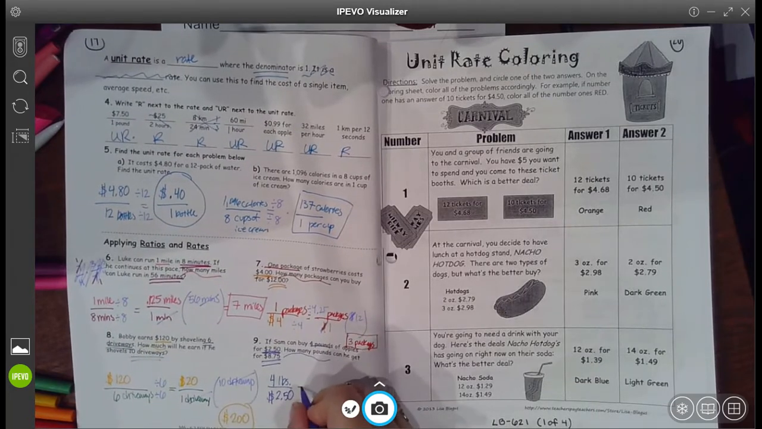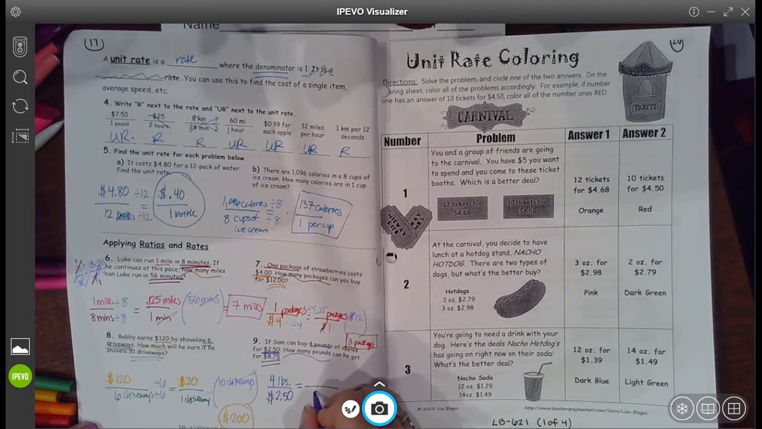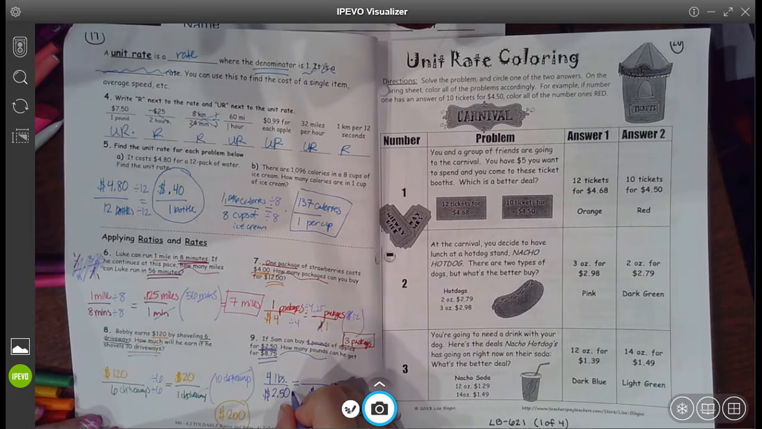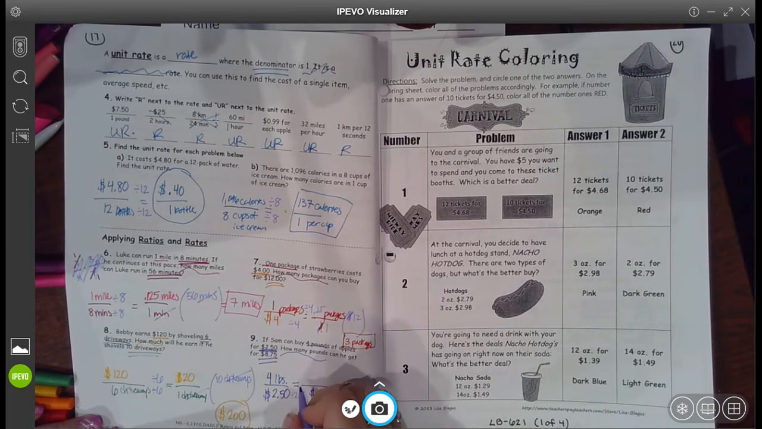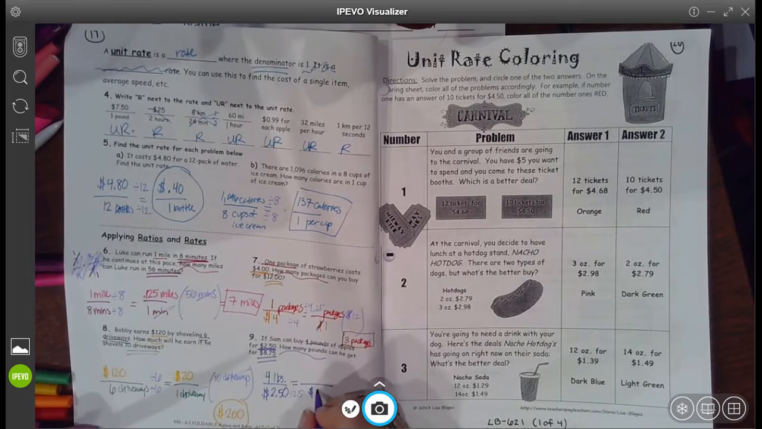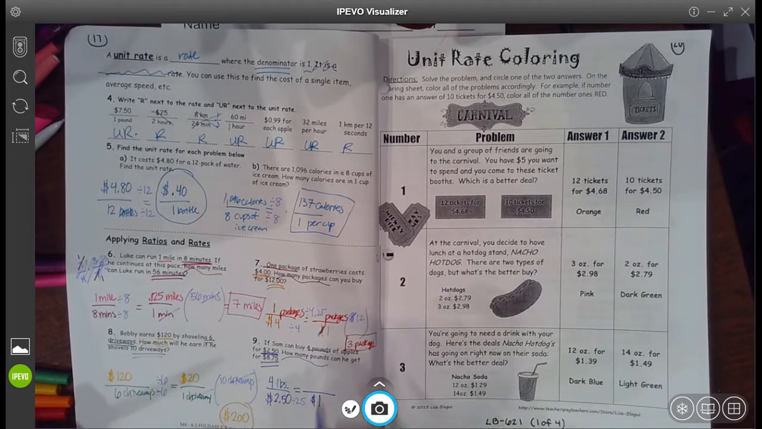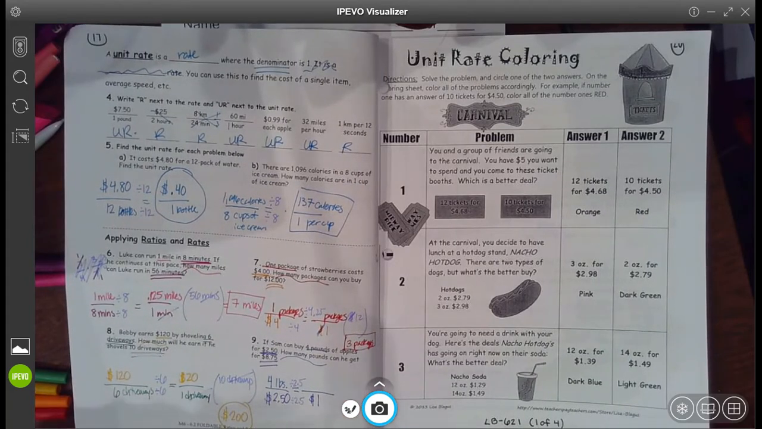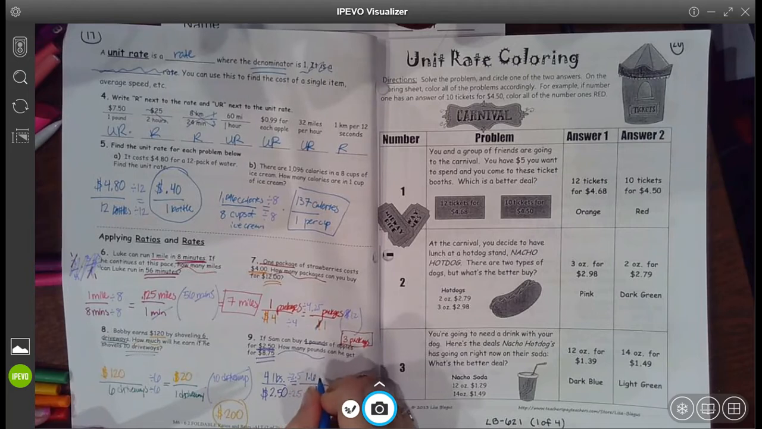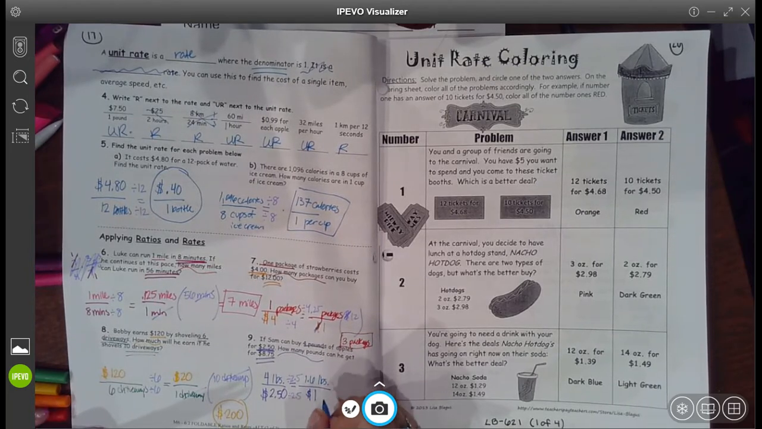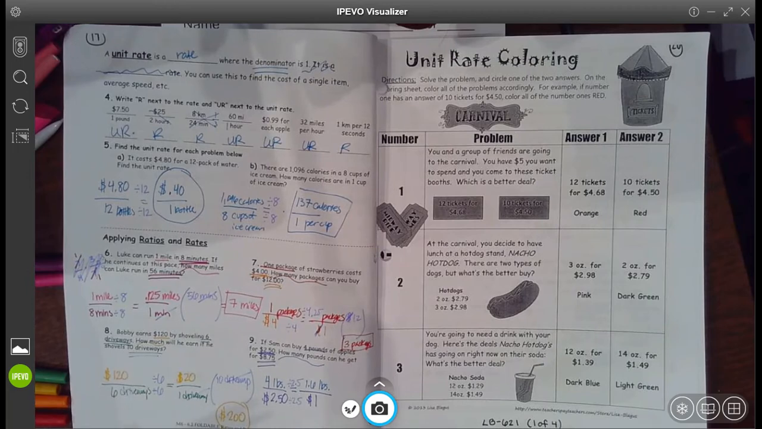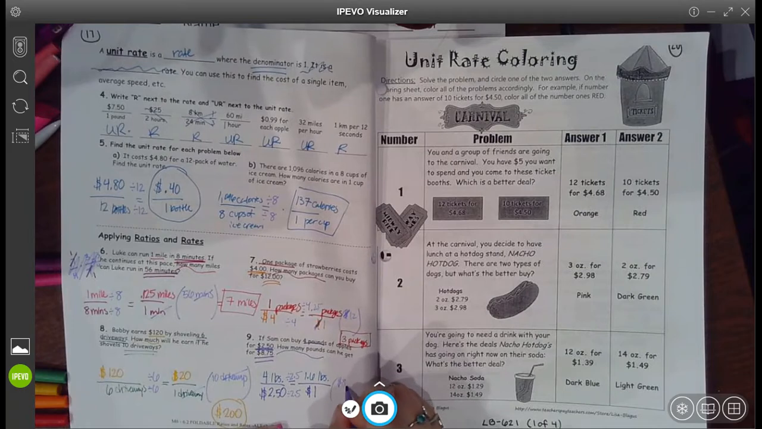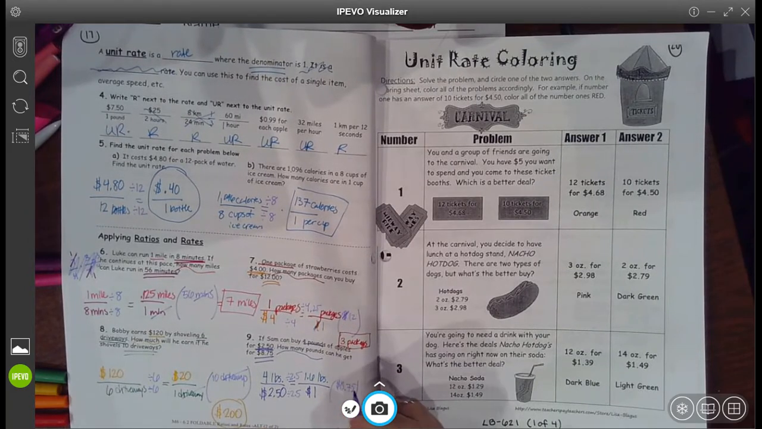So if I wanted to know how much I could get for $1, well, I would need to divide by 2.5 because anything divided by itself is 1. And then do the same thing on top, divide it by 2.5, and 4 divided by 2.5 is 1.6. So you could get 1.6 pounds for $1. So then if you had $8.75, okay, how much could you get for that?